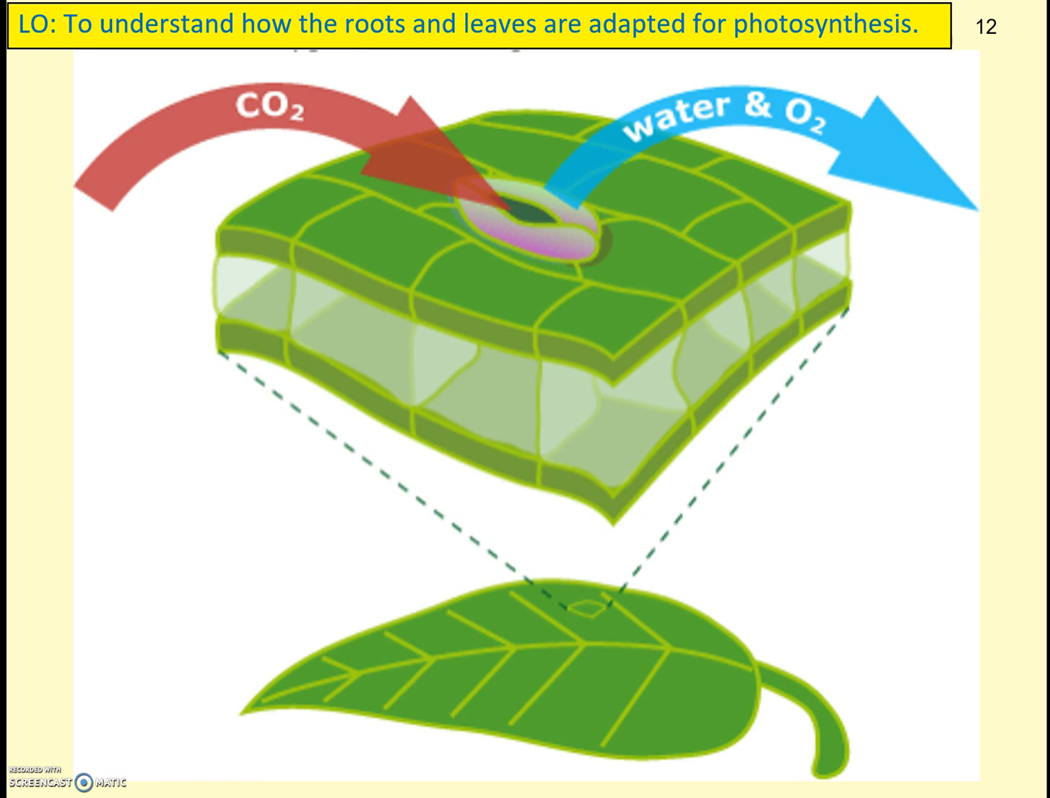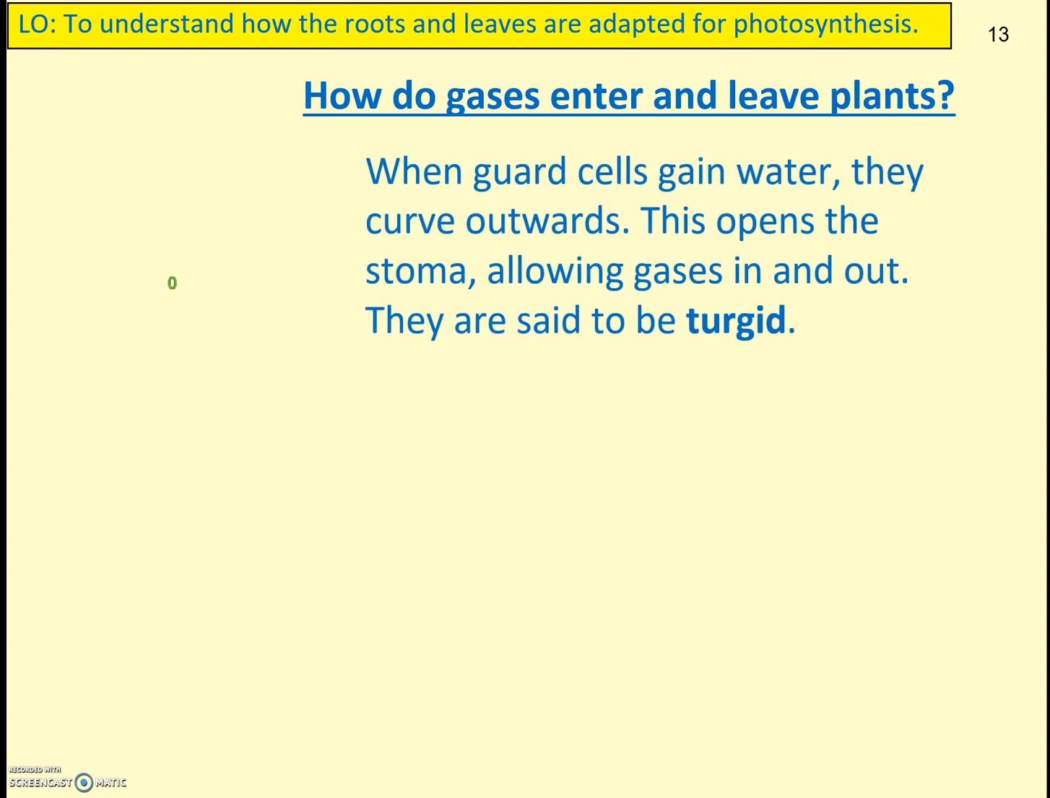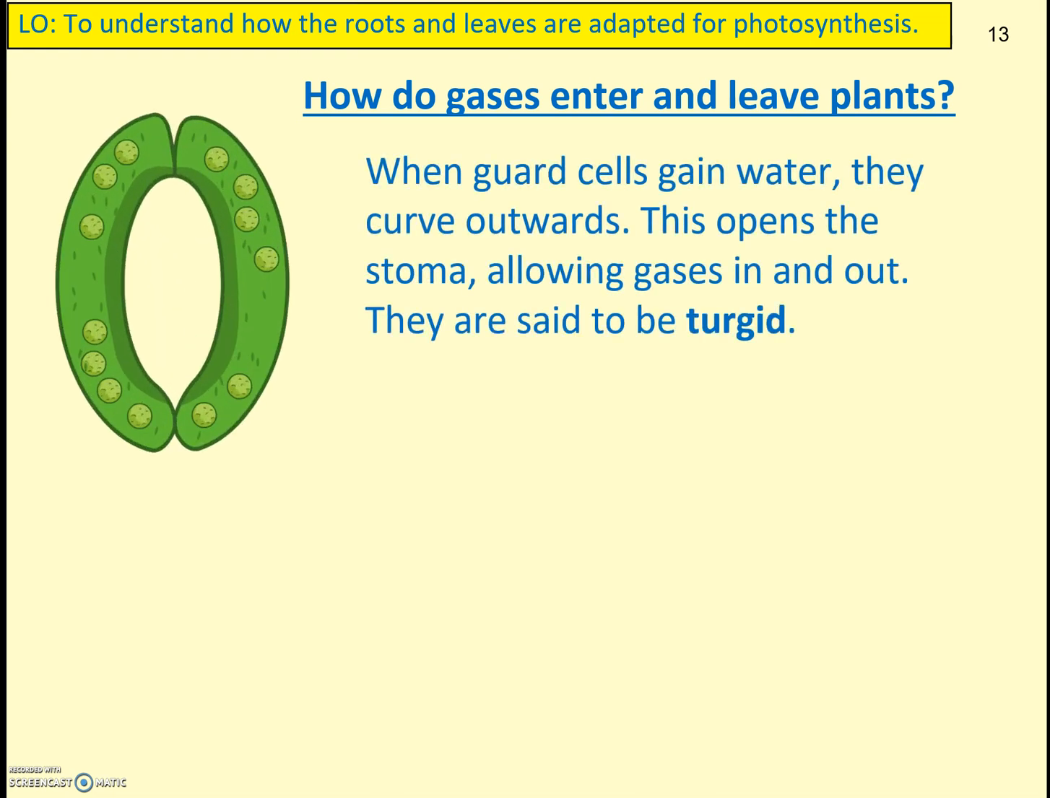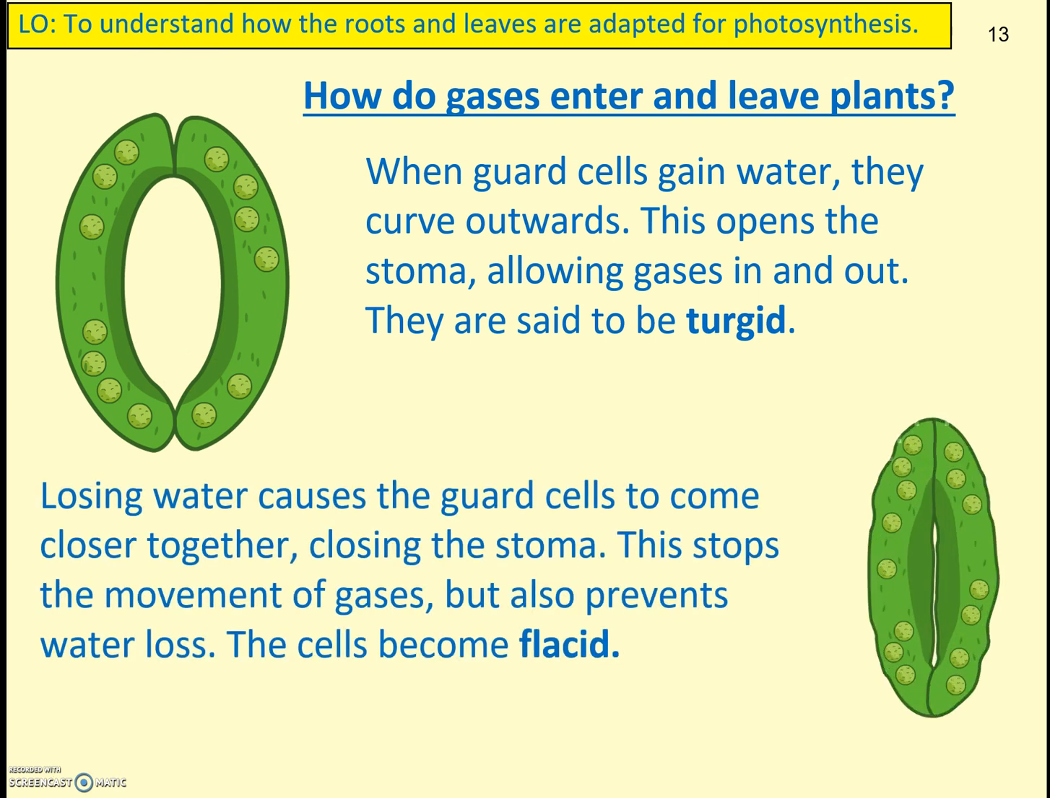Like we said earlier, the stomata is where CO2 gas enters and oxygen and water is released through this process that we call diffusion. So when guard cells gain water, they curve outwards, as we can see here. This opens the stoma, allowing gases in and out. And when they're in that position, they're said to be turgid.